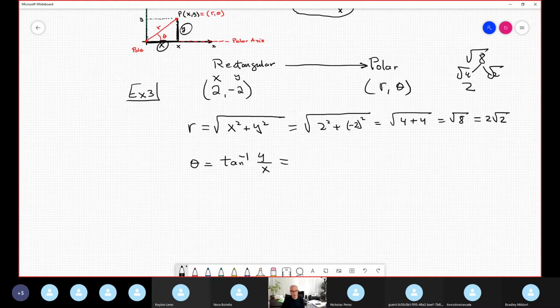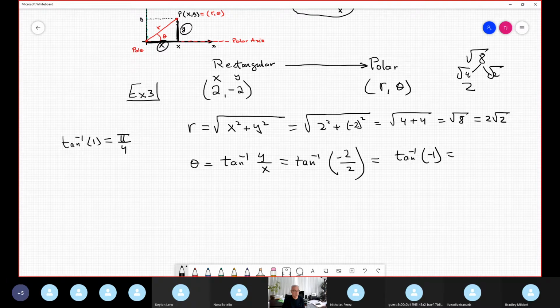The angle theta is equal to tangent inverse of negative 2 divided by positive 2. Entonces tangent inverse of negative 1. Okay, I have no idea what tangent inverse of negative 1 is, but I know very well que tangent inverse of 1 is pi over 4. Yes or no? Because tangent of pi over 4 es 1.